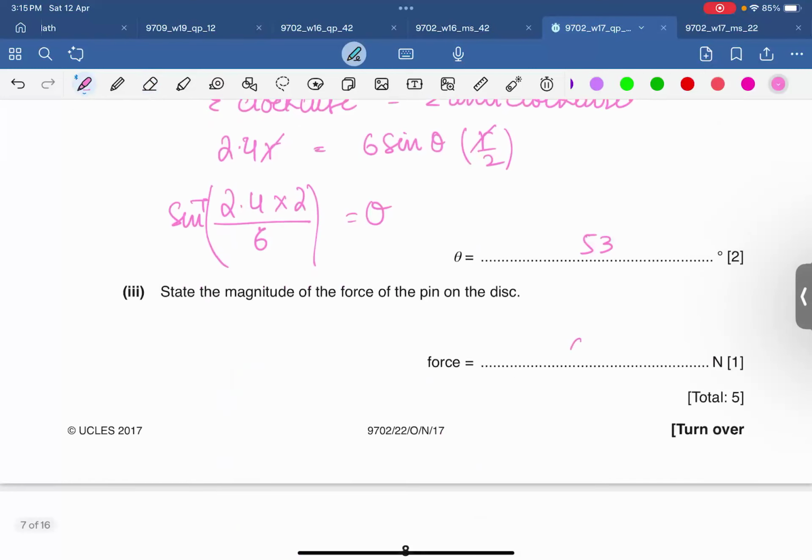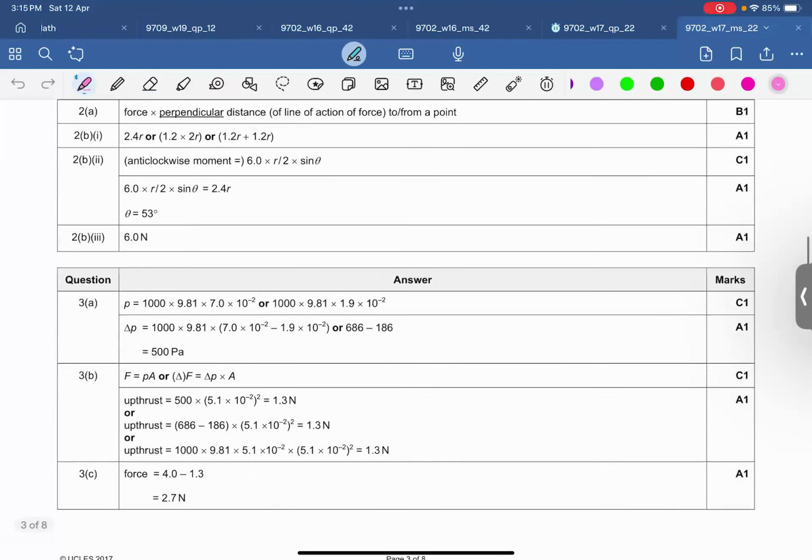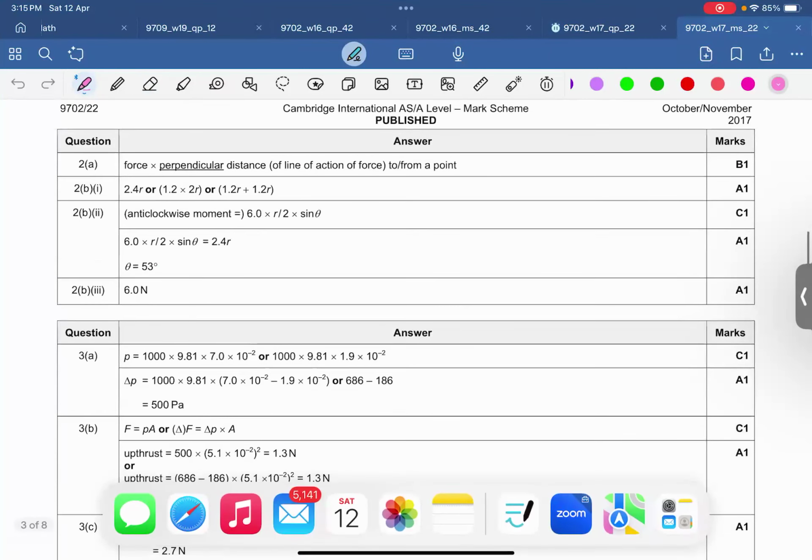Is that clear, guys? So this should be 6.0. Yes, it is 6.0. Yes, Candy Bro, is that clear? And Irfan, what about you? Irfan, समझ में आया?